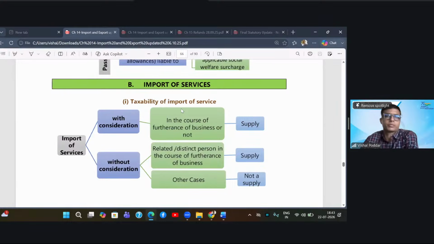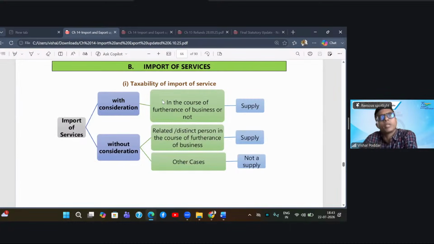Next comes import of service. Now here, students, we get out of the customs law and we are limited only to the GST law, particularly the IGST Act.